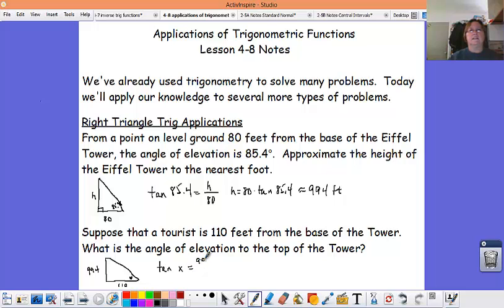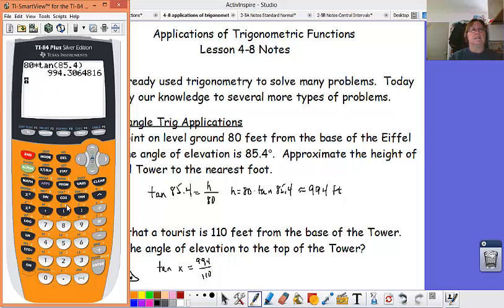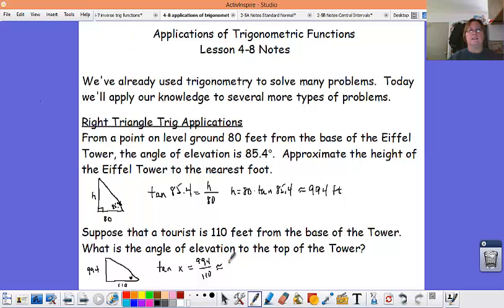Still a tangent problem. It's just that it's the tangent of an unknown angle. It's 994 divided by 110. When the variable is in the angle, it's an inverse tangent of 994 divided by 110. And according to that, the angle of elevation is about 83.7 degrees. Good. So right triangle trig, very important.